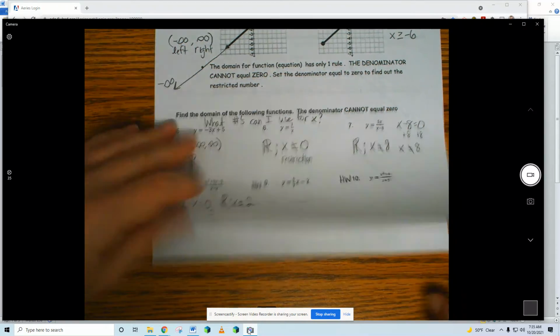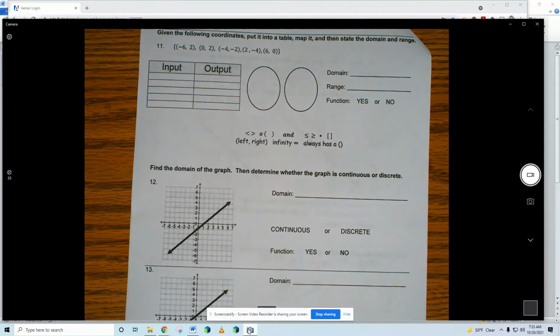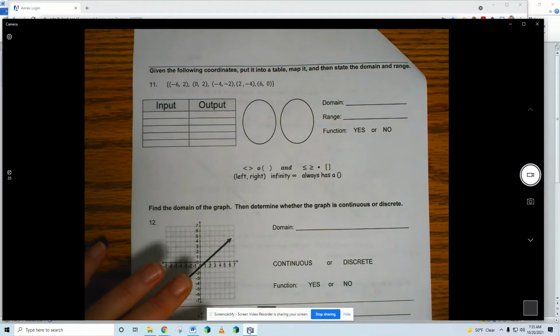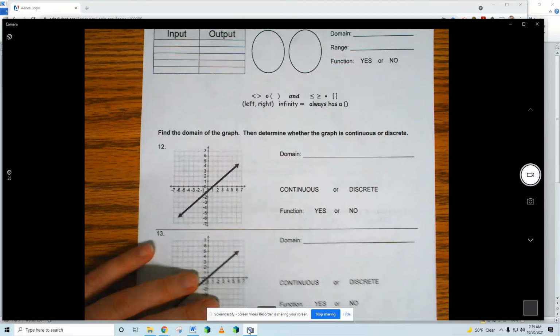All right, let's turn the page. Some of these you're going to have to do for homework also. This is pretty easy. Given the coordinates, map it, then state the domain and range. I'm going to make you do 11 for homework. But let me start number 12.